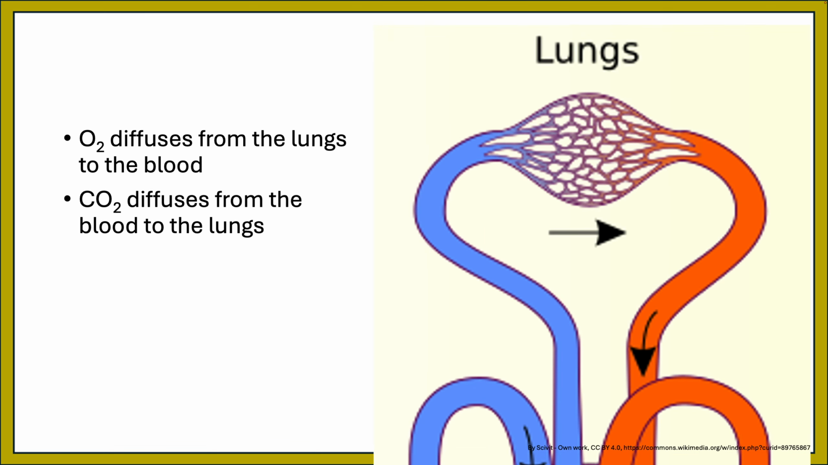The next process in respiration is external respiration. Now we're talking about what's actually going on with the air that has gone into the lungs. O2-rich air from the atmosphere is going to have its O2 diffuse from the lungs into the blood, while the CO2 from metabolism is going to diffuse from the blood into the lungs.